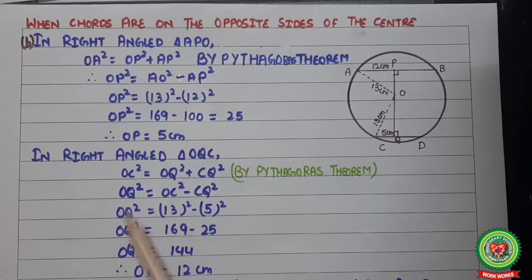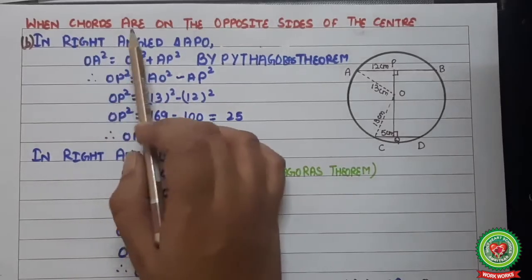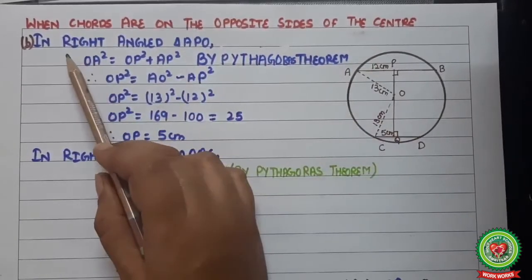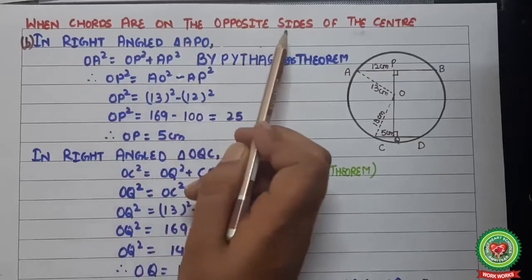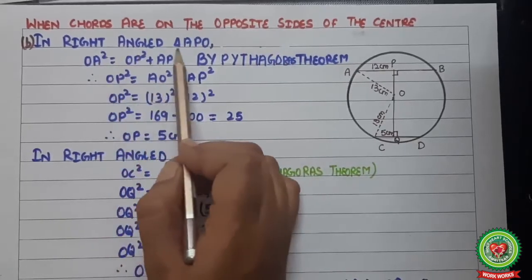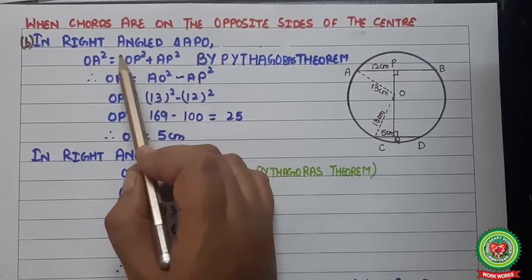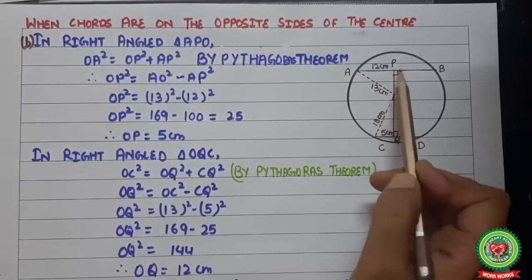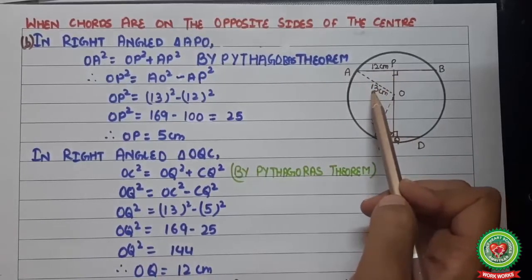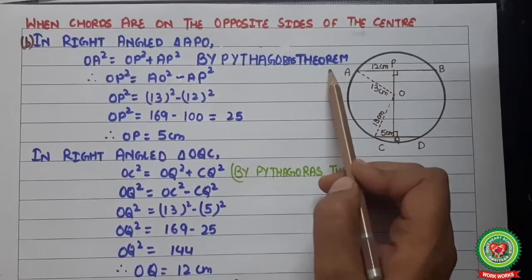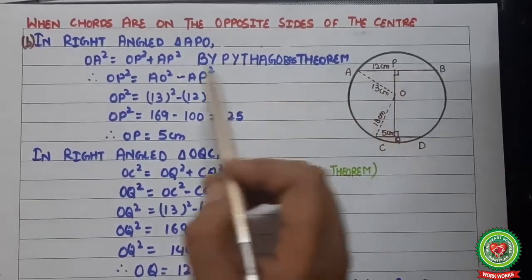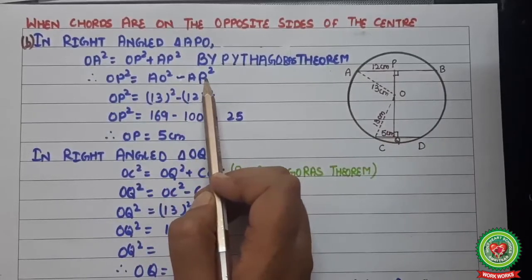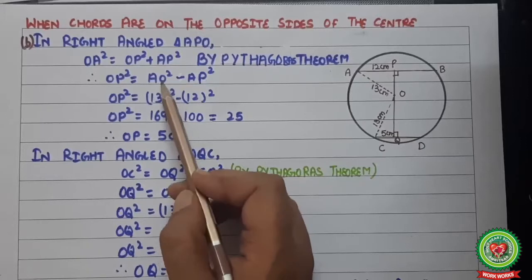Now students, see the other case, that is when chords are on the opposite side of the center. Same statement we will do when chords are on the opposite side of the center. Here also we have two right angle triangles. The first right angle triangle is OPA. This is the right angle triangle. Here also this is the hypotenuse. So apply the Pythagoras theorem. We will get OP square equals AO square minus AP square. After shifting we will get this. Now put the values. This is 13.